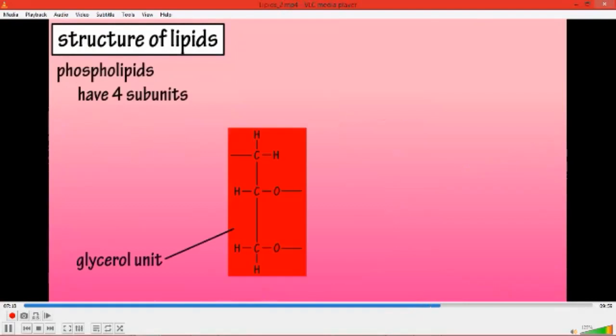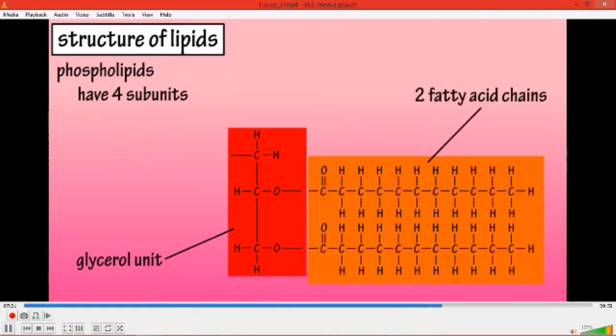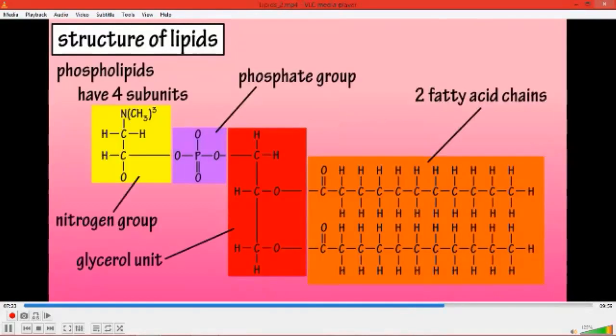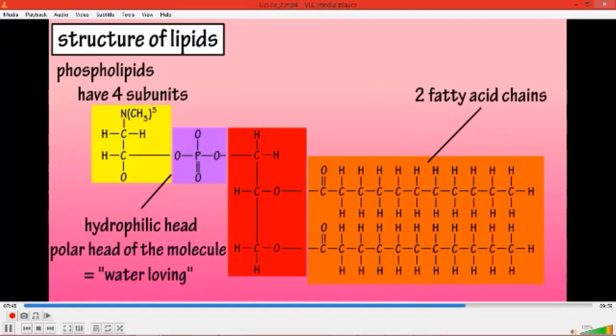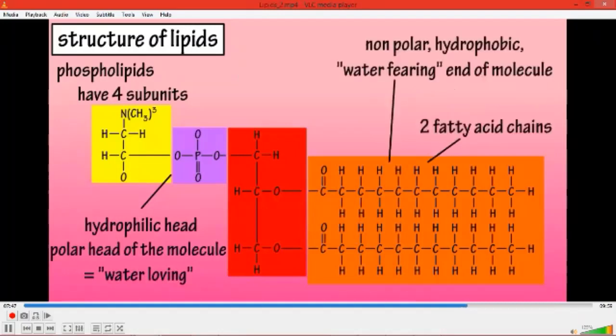Phospholipids are similar in structure to triglycerides in that they have 4 subunits. They are composed of a glycerol unit, 2 fatty acid chains, a phosphate group, and a nitrogen-containing group. The phosphate and nitrogen group extend in the opposite direction of the fatty acids. This end, or the head of the molecule, is actually polar, so it's water-soluble. Hydrophilic, meaning water-loving, is the term often used to describe the head portion of a phospholipid molecule. The fatty acids end is nonpolar, so it's called hydrophobic, which means water-fearing.